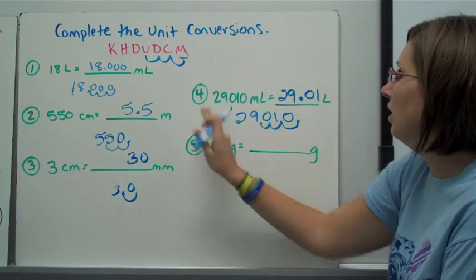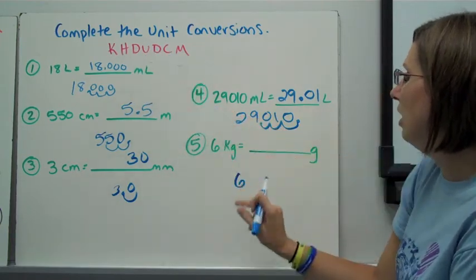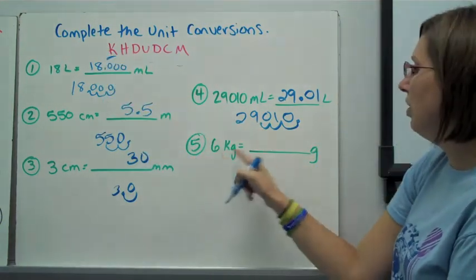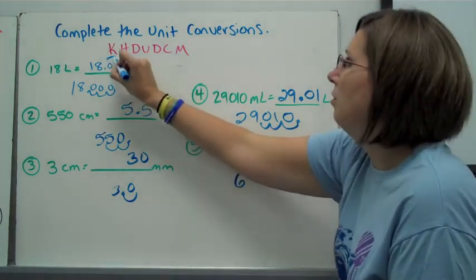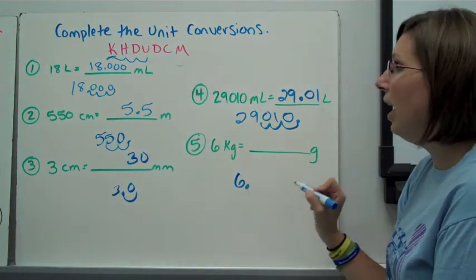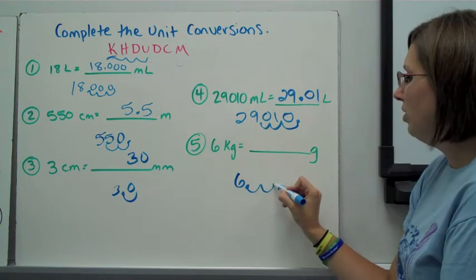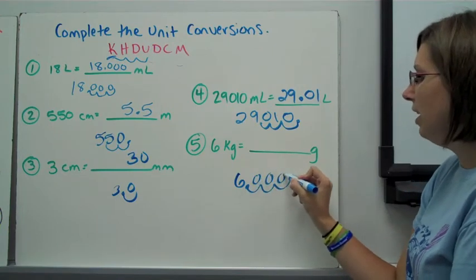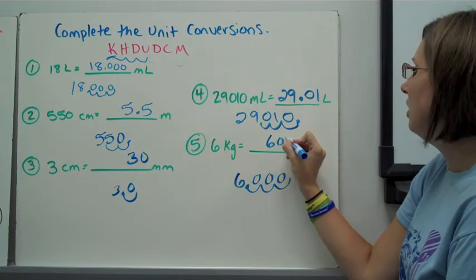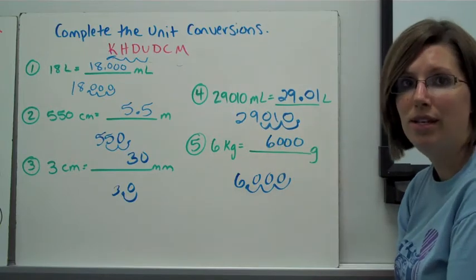If I have 6 kilograms, I'm starting in the kg, so I'm starting over here, and I want to go to grams, that's my unit. I move 1, 2, 3 places to the right. So I'm going to 1, 2, 3 places and fill in my gaps with zeros. So 6 kilograms is equal to 6,000 grams.